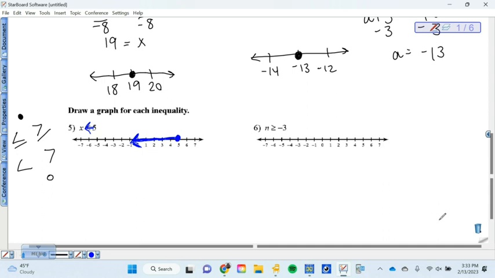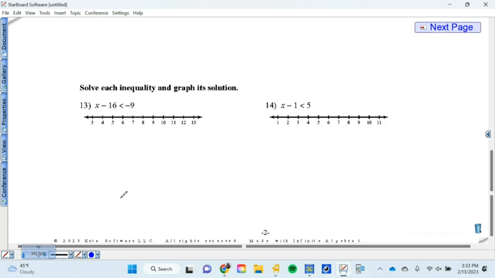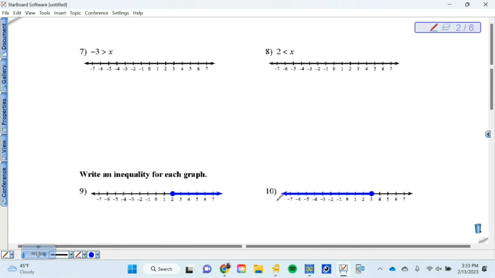Okay, let's do number 7 together, please. In number 7, it says negative 3 is greater than x. So I'm going to go to negative 3. And am I going to do an open circle or a closed circle? Open. And then do I go to the left or to the right? The left. See how the variable is not on the left-hand side, it's on the right-hand side? That means I have to go in the opposite direction of that inequality.